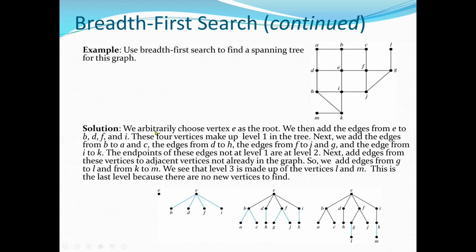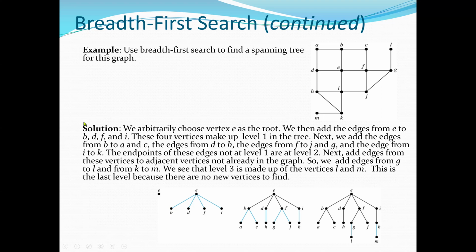So here we say we arbitrarily choose the vertex E as our root. We then add the edges from E to B, D, F, and G. These 4 vertices make up level 1 in the tree. Next, we add the edges from B. So right now, this is our level 1. So we know we have to connect. I'll start from my leftmost. I'll look at B. For B, we are adding A and C, which means there's an edge between B and A, and an edge between B and C.